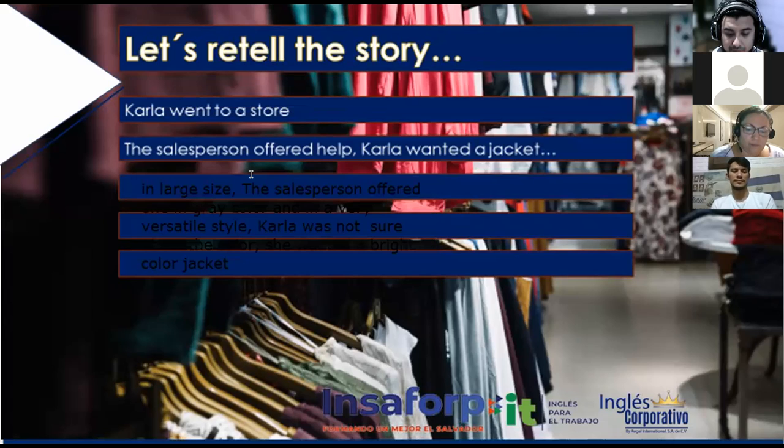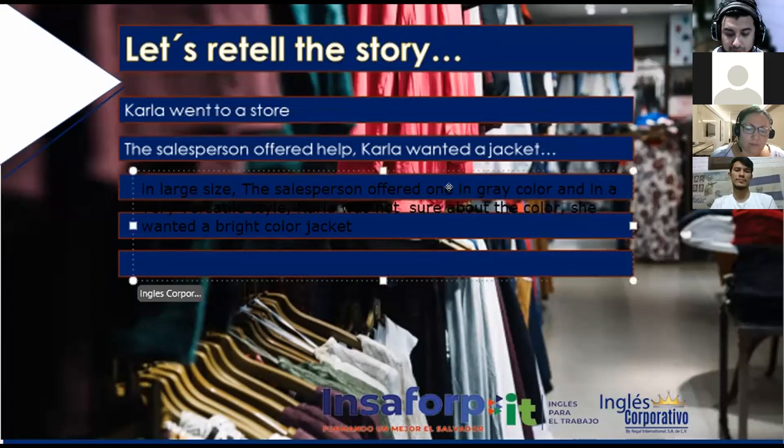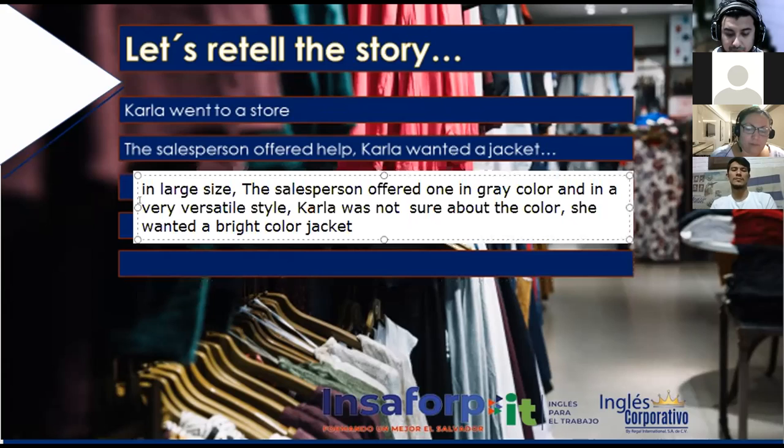Ya ven, después lo vamos a cambiar a blanco. Later we are going to change this into white. Ajá. Wanted a bright color jacket. What happened next?